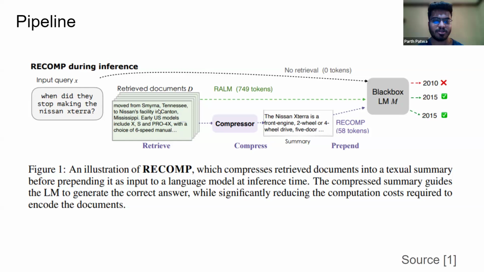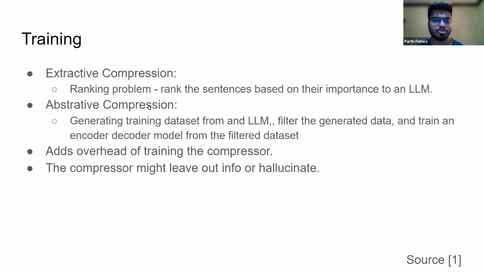The query comes, we retrieve the documents. They are passed through a compressor to reduce the size, and that is given instead of the original documents. So this way, the LLM has less info, the context is shorter, the inference is faster, and the information is also relevant. So to train the extractive compressor.